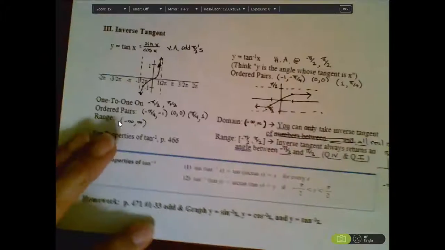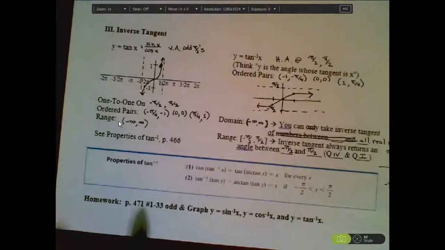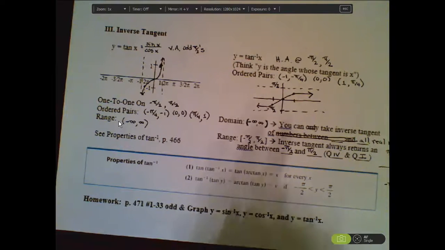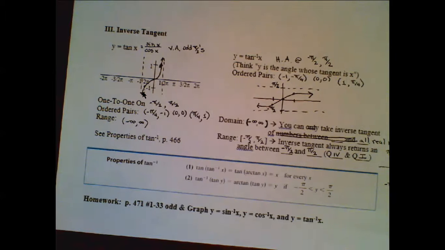Alrighty, that should get you able to complete the 6.6 homework, which is 1 through 31 odd, and then just practice graphing your three main inverse trig functions: inverse sine, inverse cosine, and inverse tangent. All right, that's it. Have a great day.